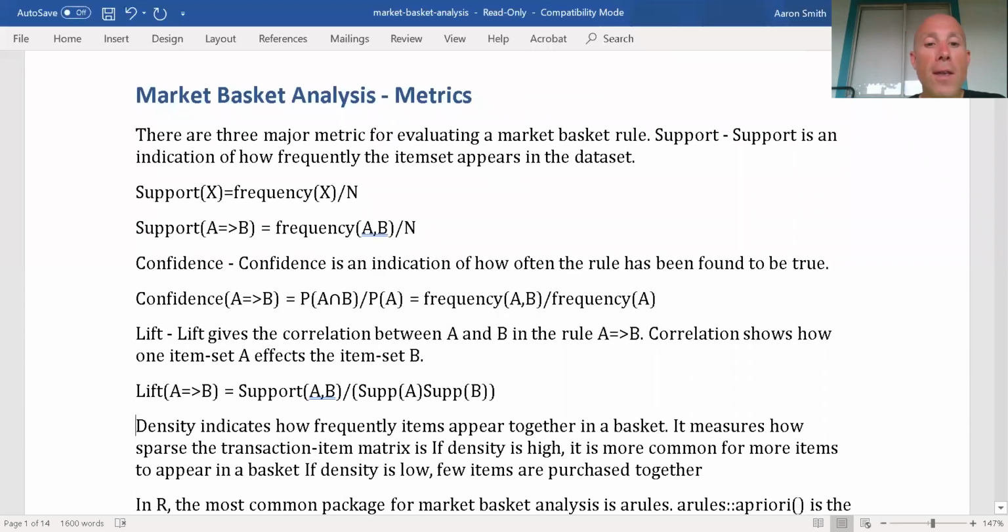All right, the density indicates how frequently items appear together in a basket. It measures how sparse the transaction item matrix is. If density is high, it is more common for more items to appear in a basket. If density is low, few items are purchased together.